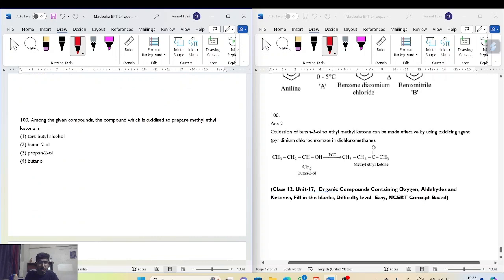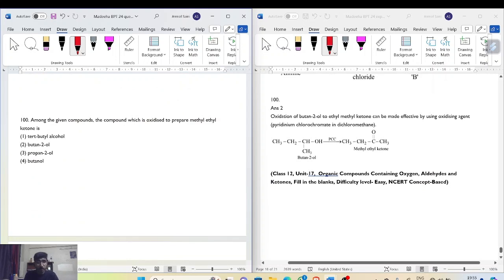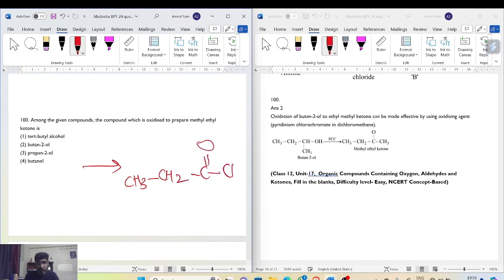Now last question, question number 100. Among the given compounds, the compound which is oxidized to prepare methyl ethyl ketone is... So we have to make methyl ethyl ketone. Here we have an ethyl group followed by a ketone group and a CH3 group. So this is methyl, ethyl, and then ketone. So we have to make this. By which of the following reactants can we form this?